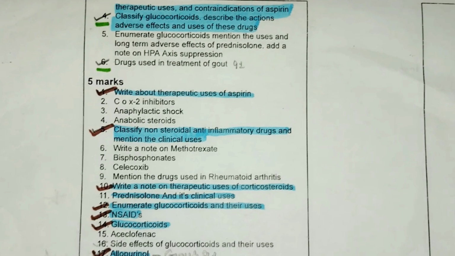Sixth one, write a note on methotrexate. Seventh one, bisphosphonates. Eighth one, celecoxib. Ninth one, mention the drugs used in rheumatoid arthritis.